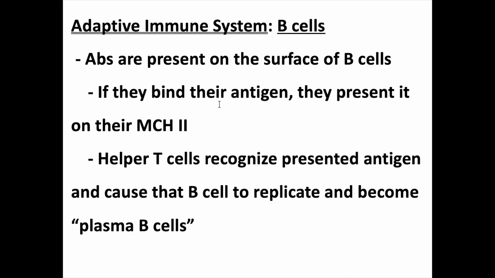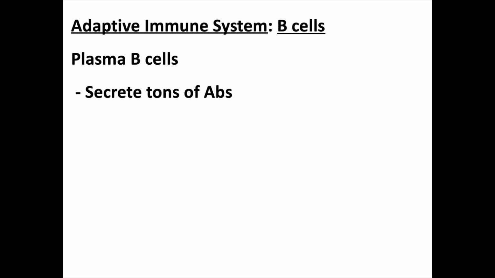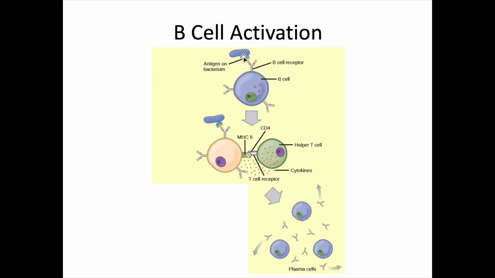So we've presented this antigen on MHC2. Helper T cells recognize the presented antigen and cause that particular B cell to replicate and become plasma B cells. Plasma B cells secrete tons of antibodies. So now we have lots and lots and lots of antibodies being secreted, and they are all specific to this antigen that was actually encountered. Again, the adaptive immune system is a specific response.